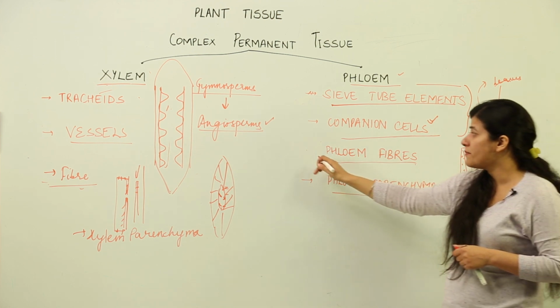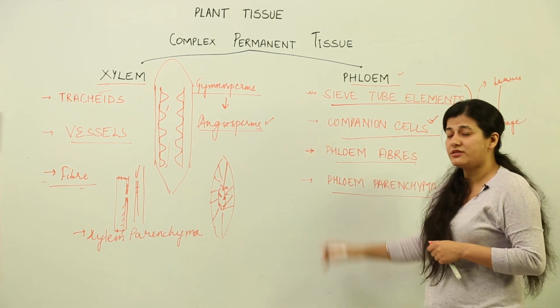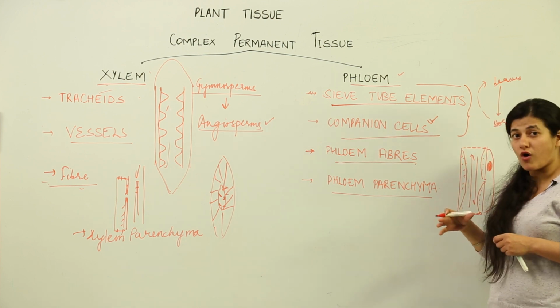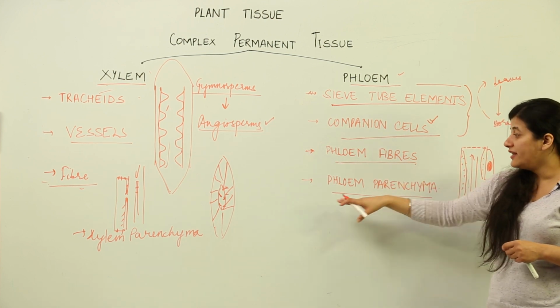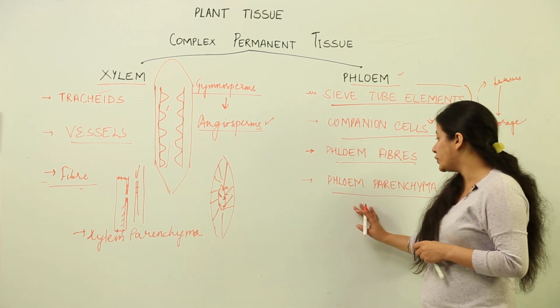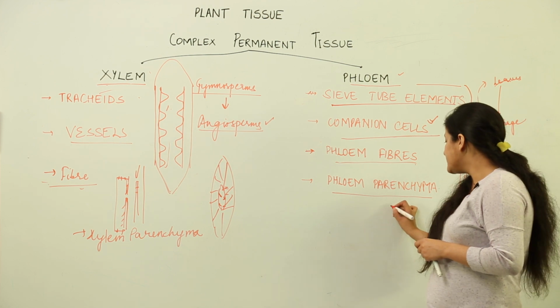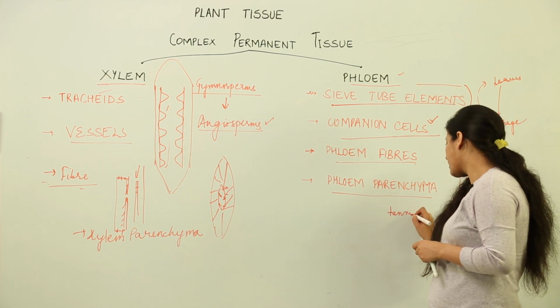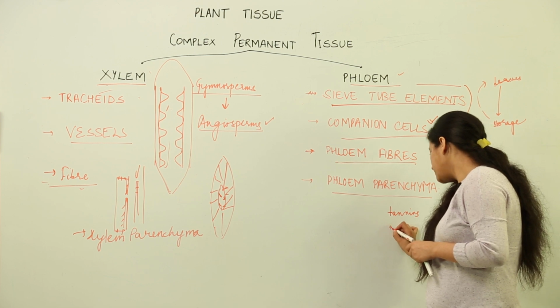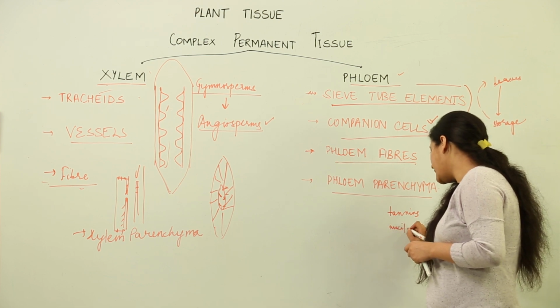Next is the phloem fibers. Like xylem fibers, they also have a highly obliterated lumen. They have a thick wall, they have pits inside them, and then there is phloem parenchyma, which is responsible for storing materials like tannins, and at times it stores mucilaginous material as well.